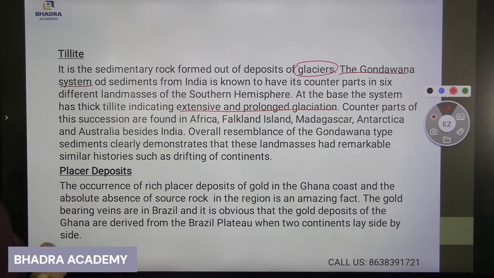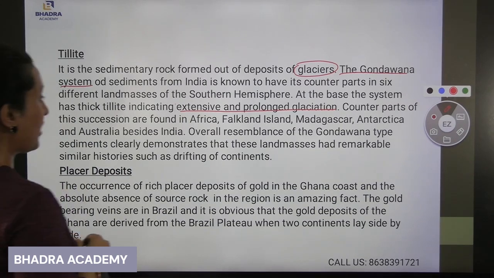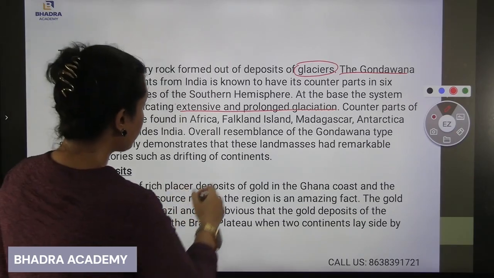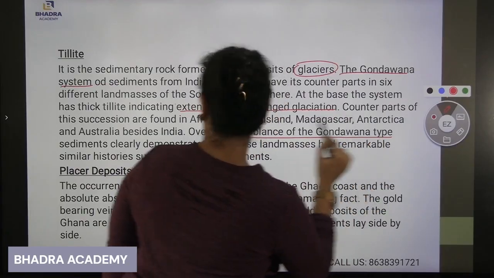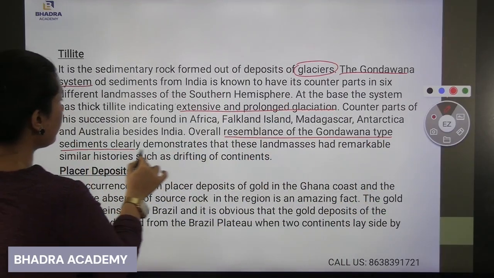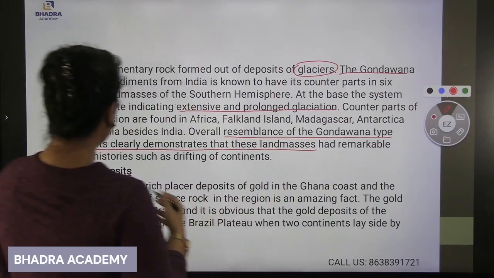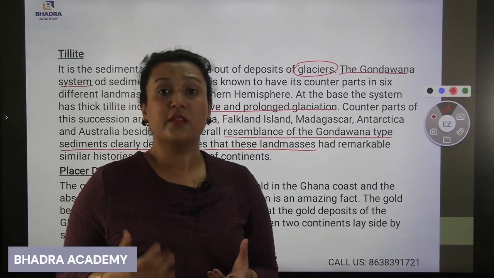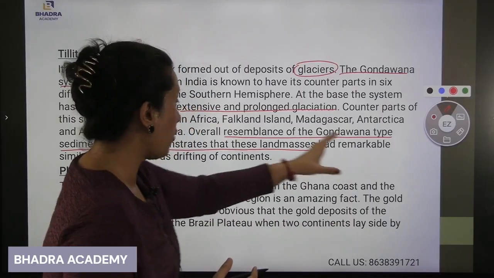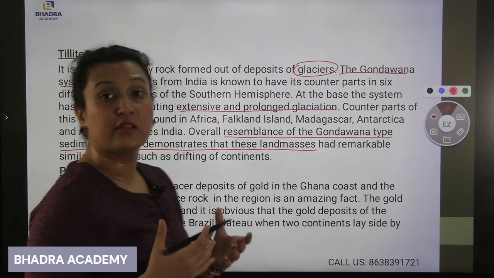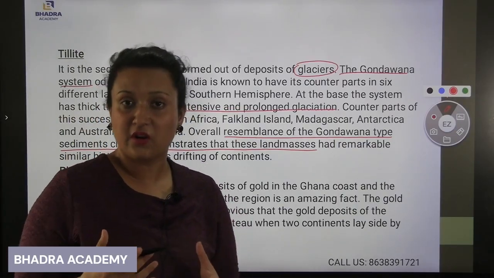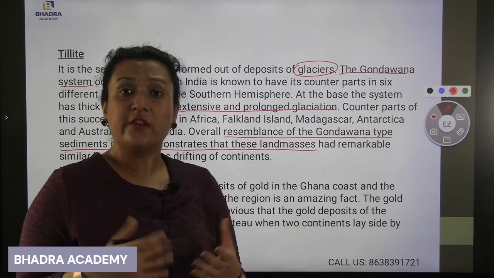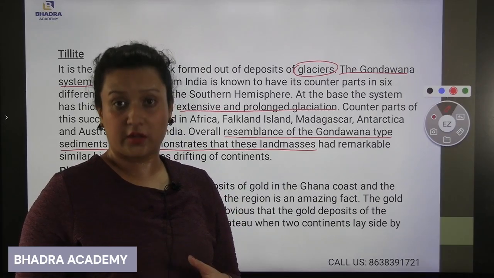Overall resemblance of the Gondwana type sediments clearly demonstrates that these landmasses had remarkably similar histories, such as the drifting of continents. Now, very important, there are resemblances of the Gondwana type, and it demonstrates that across the 6 continents, there are some landmasses which are actually alike, and it also signifies the history of the country.